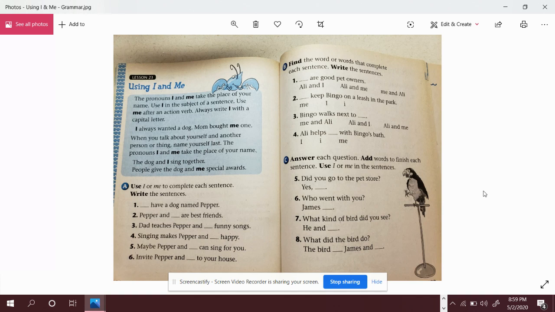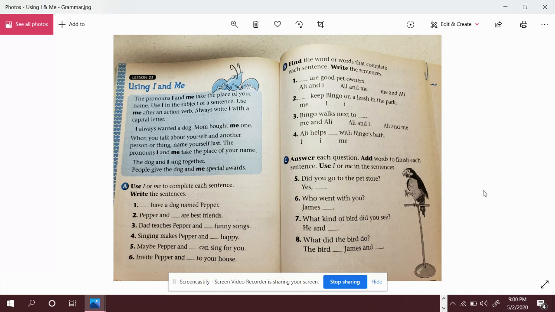The dog and I sit together. It would not be I and the dog. It would be the dog and I. The dog and I sing together. People give the dog and me special awards. Again, it would not be people give me and the dog, because you always name yourself last. That is just the proper thing to do in grammar.